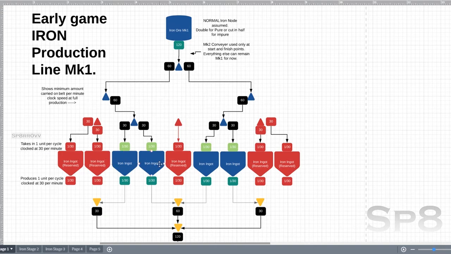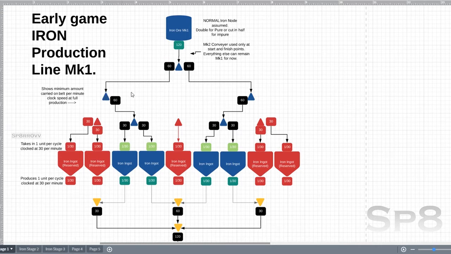And you'll notice that I have 9 sets of smelters here coming out of our iron ore. So we've got our Mark 1 miner, and 9 sets of smelters that we need to prepare to build at some point. And this is assuming that you're on a normal node here. I noted that you're going to double that for a pure node if you can find one, or you're going to cut it in half for an impure node.